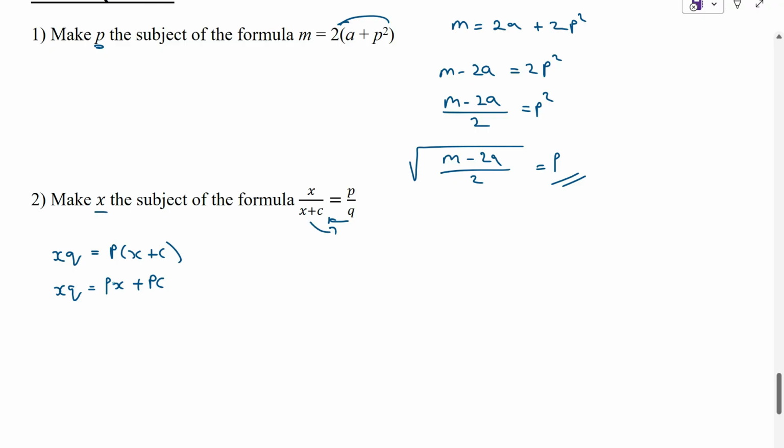Now we want to get all of the x's to one side, so we can take this over. x is a common factor, so we can take that out. Now we want x on its own, so take this over, leaving us with a final answer of pc divided by q - p.